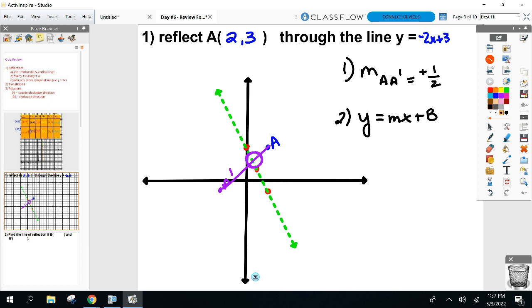Problem, though, you need a point on AA prime to plug in. Do I have that? Let me say that again. Do I have a point on AA prime to plug in? What do I have? A, (2, 3). What's the y coordinate? 3 equals, what's the slope of AA prime again? Plug it in, 1/2. X coordinate? 2. This is actually not going to be that bad. Plus B.